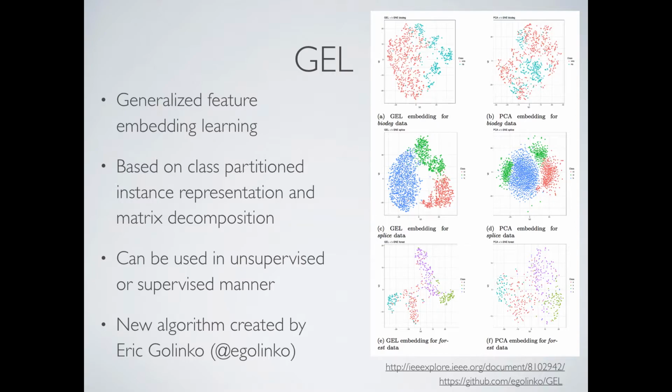So the right side is PCA, and the left side is GEL, his method, and you can see that it actually does separate the classes better than PCA does. So really cool. If you want to read his paper, hit him up on Twitter. I think it's out online as well. So some really, really cool stuff.